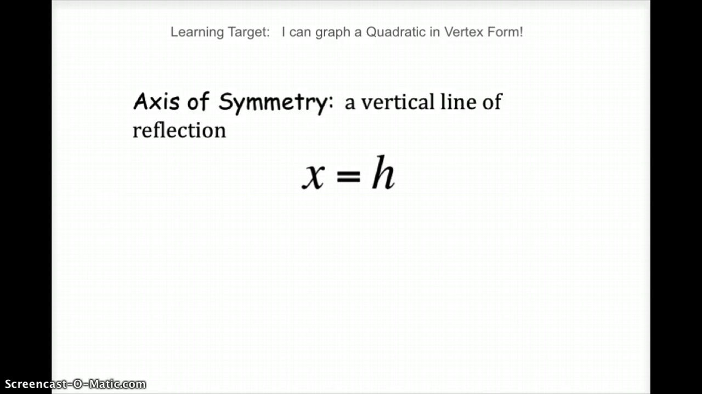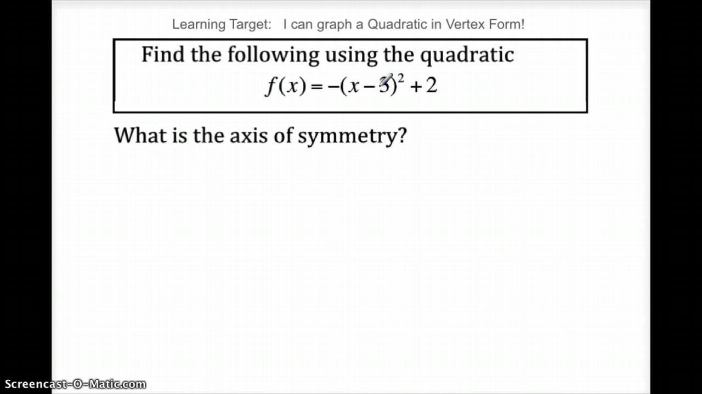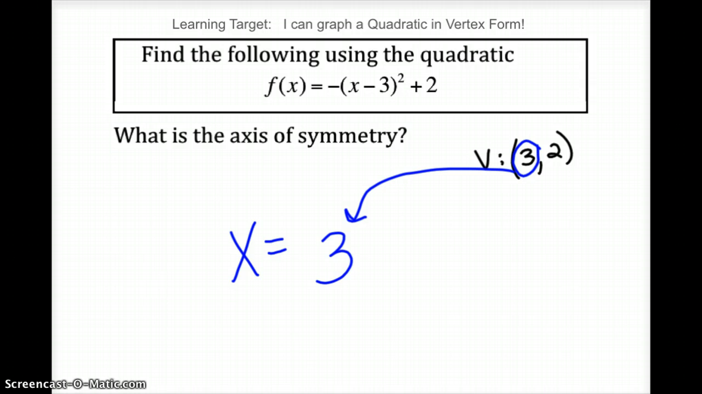So the axis of symmetry. Remember, when we have a U-shaped graph, it's symmetrical. If this is my vertex, that's the halfway point, splitting the graph into two parts, and there's understood to be this line of reflection. It's the same thing. Once we find the vertex, we just borrow that x number for the equation of the axis of symmetry. If you recall before, the x value was 3 and the y value was 2 in the vertex. Therefore, for my axis of symmetry, I'm just going to borrow that 3, and so I say x equals 3.